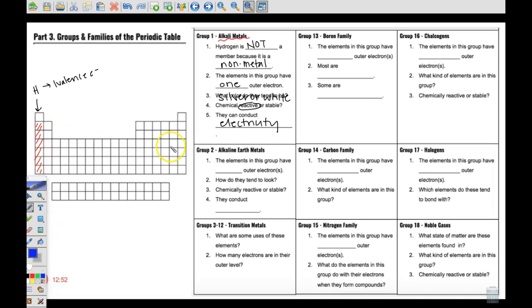The second group or family, those are called the alkaline earth metals, and that includes everyone in column 2. Everyone in group 2, as we discussed in our Lewis dot diagram notes, has 2 outer electrons. These are also typically silver or white. They are also chemically reactive, but not as reactive as the alkali metals, and they too can conduct electricity.